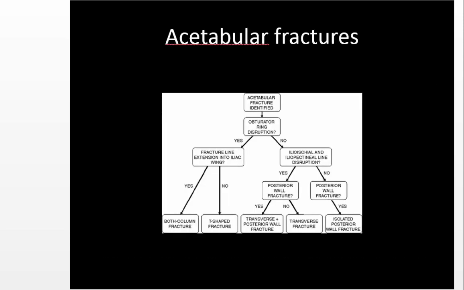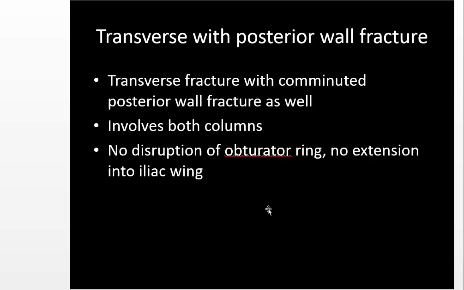Let's talk about a transverse fracture with a posterior wall fracture. As you can imagine, it will be the same thing as a transverse fracture, but with a posterior wall fracture as well. So again, there will be no obturator ring disruption. There will be disruption of the ilioischial and iliopectineal lines, and the posterior wall will be fractured as well. So that's what we're going to see here.